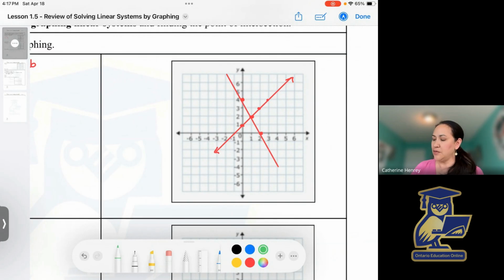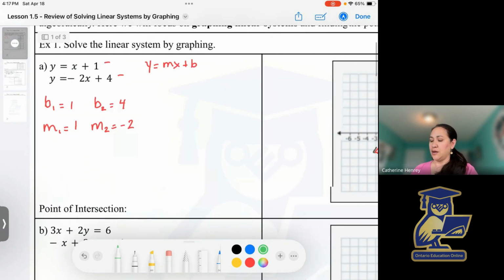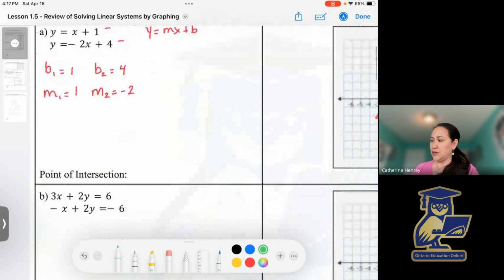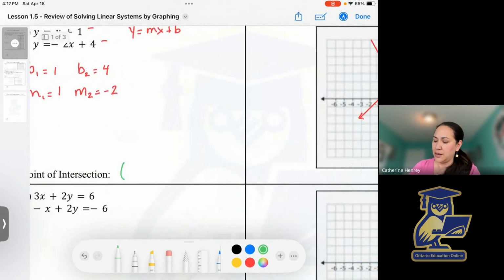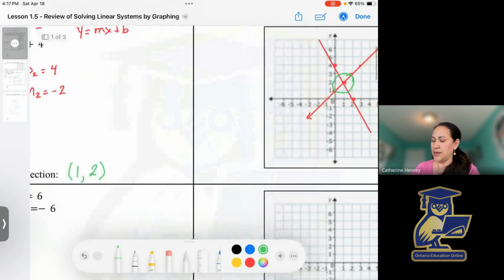And then I'll identify the point of intersection. That's the solution to my system. And if I go back over here, my point of intersection is 1, 2. Double check. Yes, it's 1, 2.